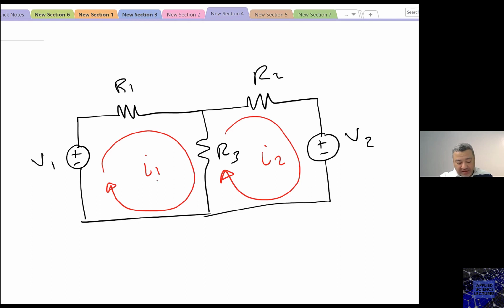Now notice that this I1 is going solo in R1 and going solo in V1, which means I only have I1 in V1 and I1 going in R1, right? Exactly. It looks like a loop. It is the same as the KVL that we have talked about last time. However, now it's defining a current. This means here I have a variable that is a current going in this mesh.